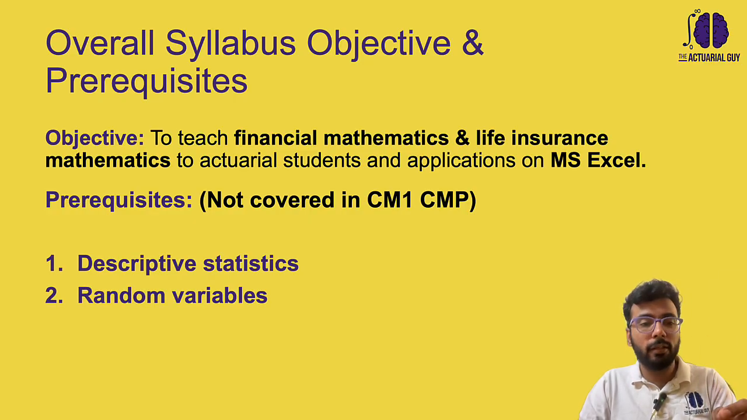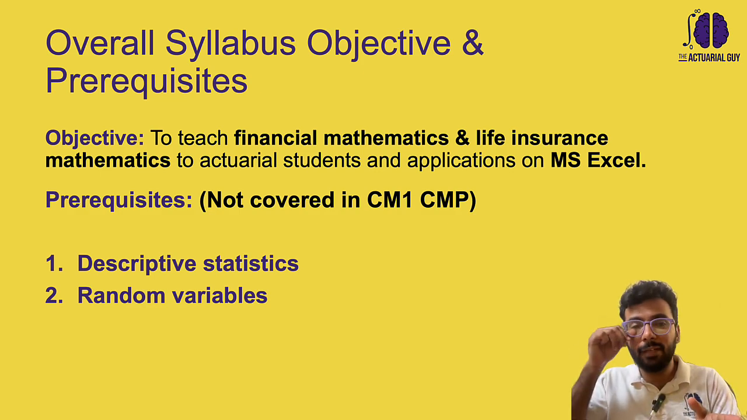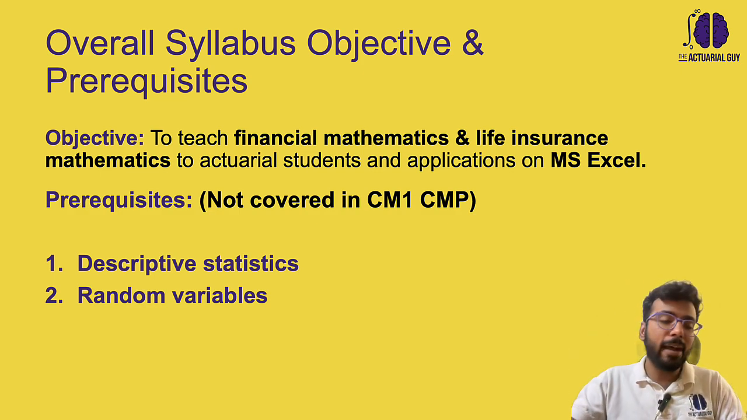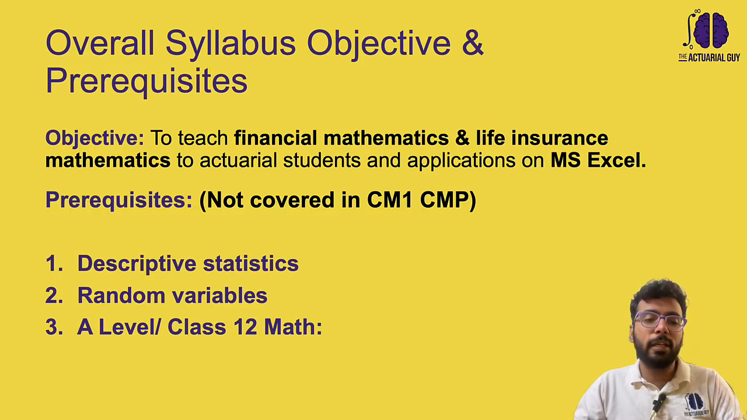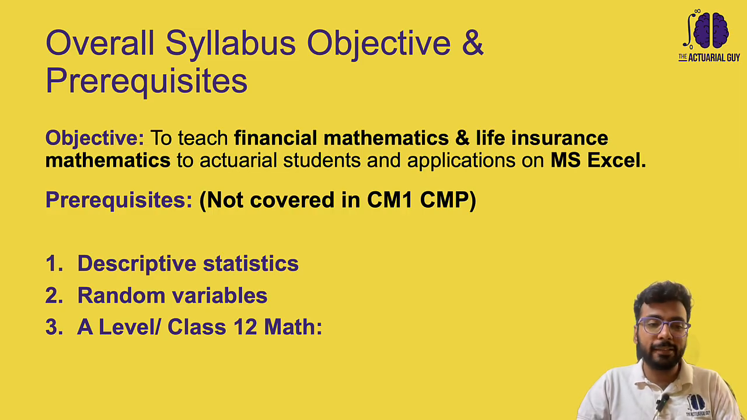You need to know the theory of random variables. This is talked about extensively in subject CS1, right? I have a video on random variables. You can go through this. Then you need your class 12 level mathematics. This is required for any actuarial exam, right?